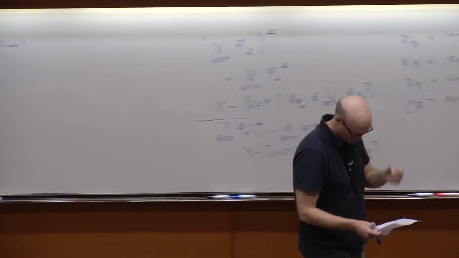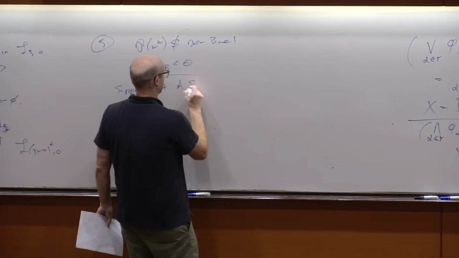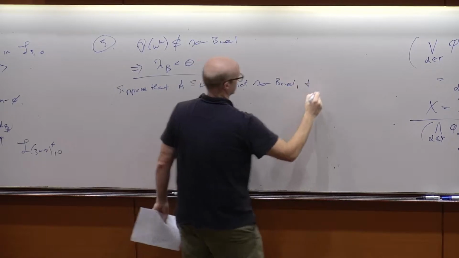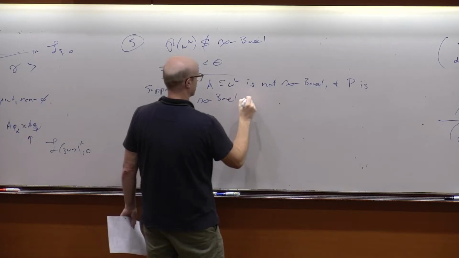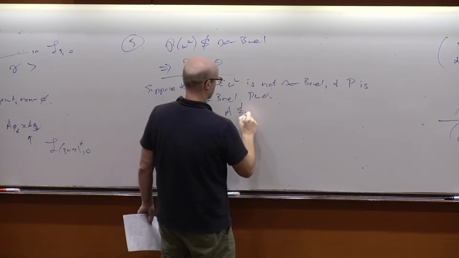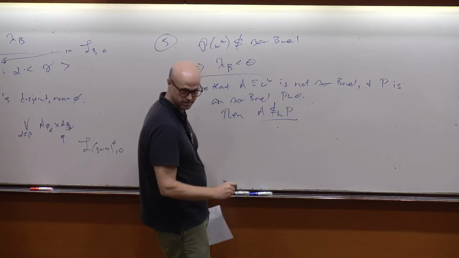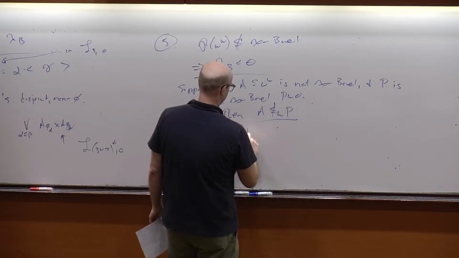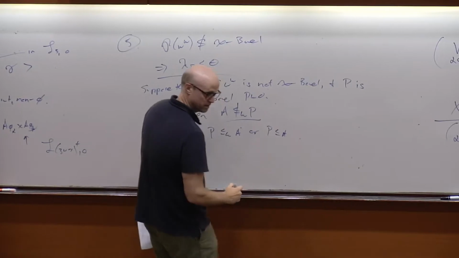Okay, so let's suppose that A is not infinity Borel and that P is an infinity Borel pre-well ordering. Well, then it can't be that A is Wadge below P, because being infinity Borel goes down under Wadge reduction. If A was Wadge below P, it would be infinity Borel too. So that means that P has to be Wadge below A or the complement of A, like that.